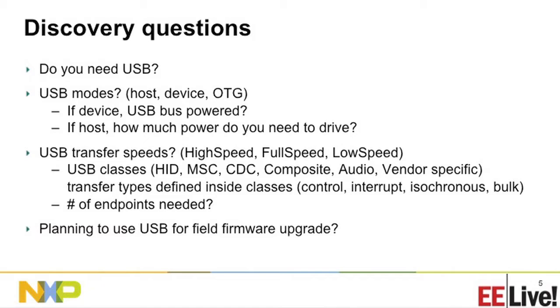Another thing to consider in the transfer domain is what class you're using. These classes will determine what transfer speed and what transfer type you're using. We have human interface device, mass storage class, communication device class, composite audio, or some vendor specific. These classes and transfer types also determine how many endpoints you will need for the system. And finally, are you planning to use USB for field firmware upgrade? We can provide this capability with the DFU class.